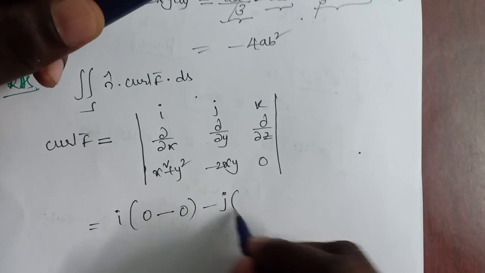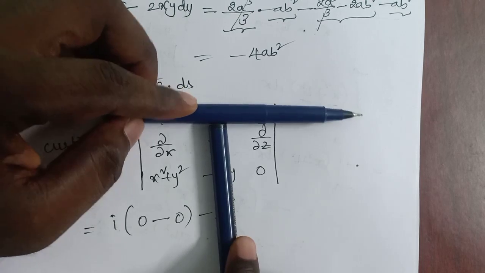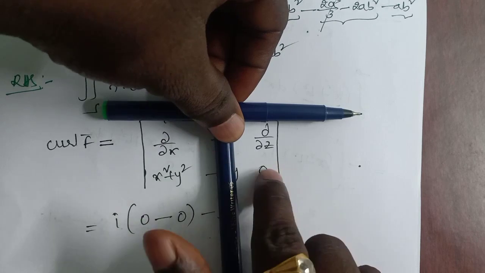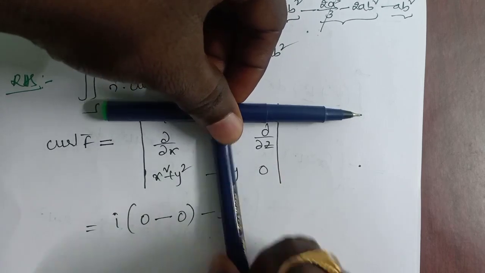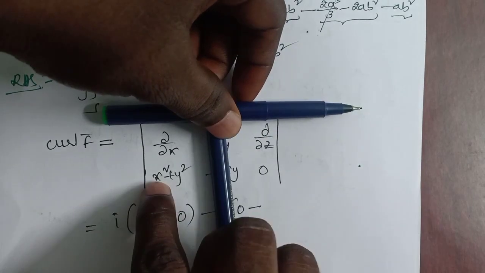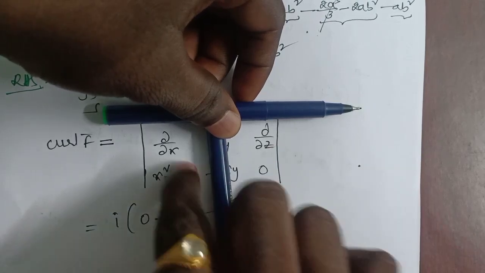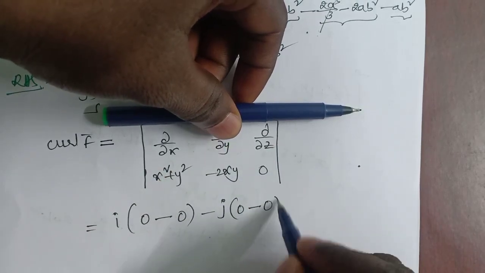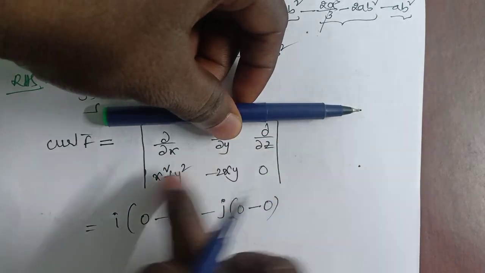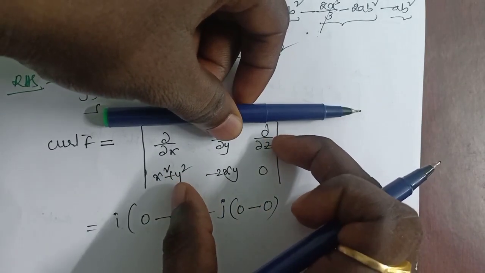Next, minus j times, so eliminate the jth row and jth column. Next, clearly see this, dou by dou x of 0 is what? 0 minus dou by dou z of x square plus y square. If you want to differentiate with respect to z, treat all this as constants. So no z here, so it is completely constant. Dou by dou z of x square plus y square is what? 0.